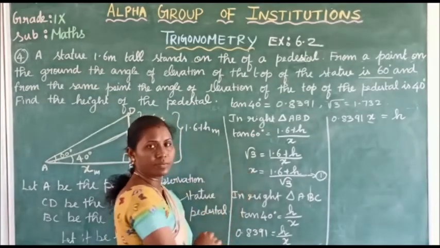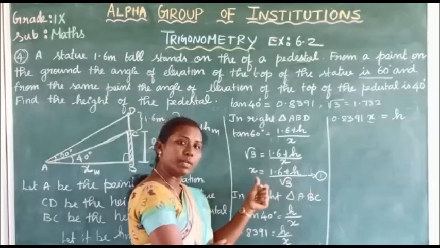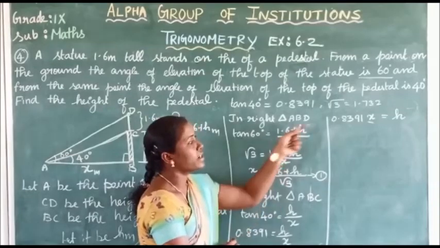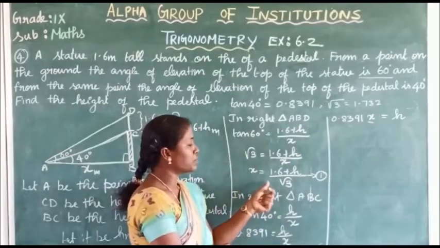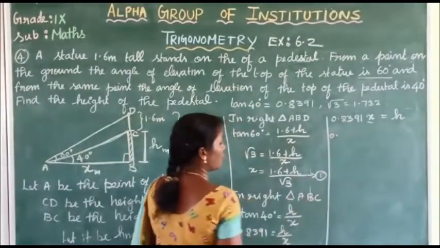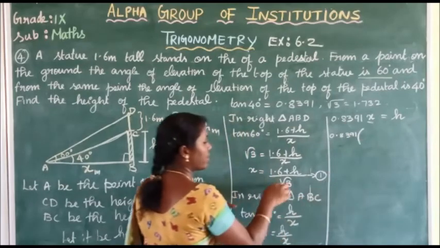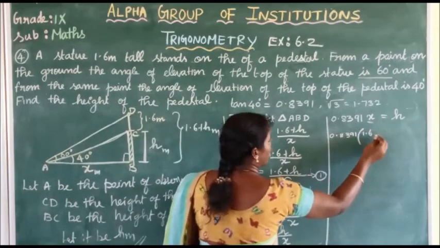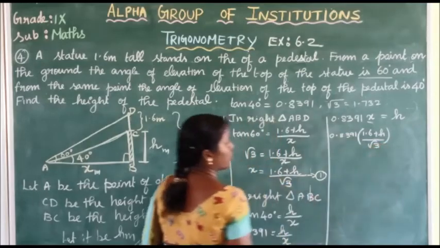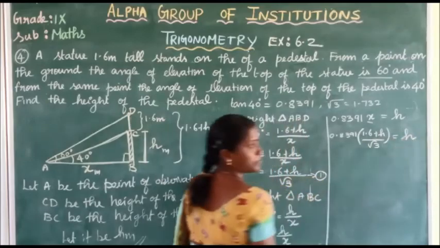See the equation 1. We got some value for x there in the form of h. We are going to substitute this value of x in this equation. So 0.8391 into, what is the value of x? 1.6 plus h by root 3, is equal to h.